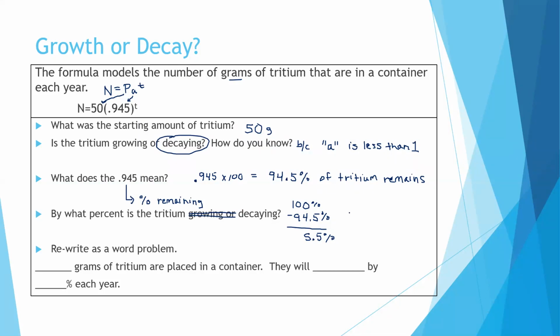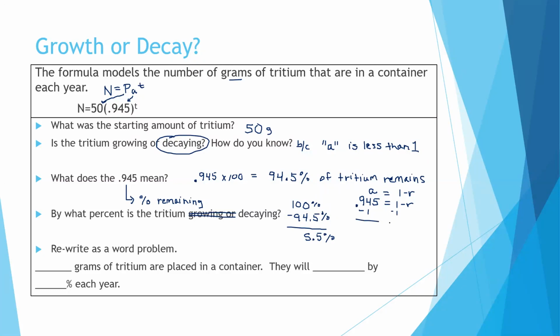Another way to do this is because I know that the 0.945 is the A value, and I know it's a decay equation, I can say that this A value in any decay equation is equal to 1 minus R, because that's how we get that A value in a percent problem. So if I do that, I have this little algebra problem, and then I can do the algebra. So that's more work, but it always works.